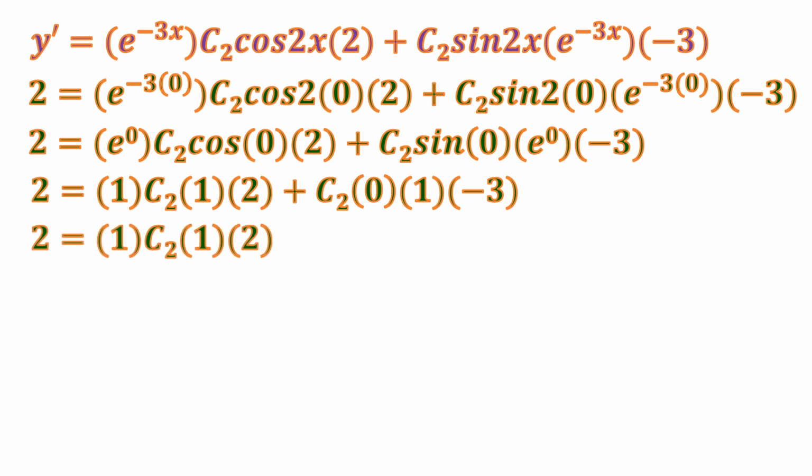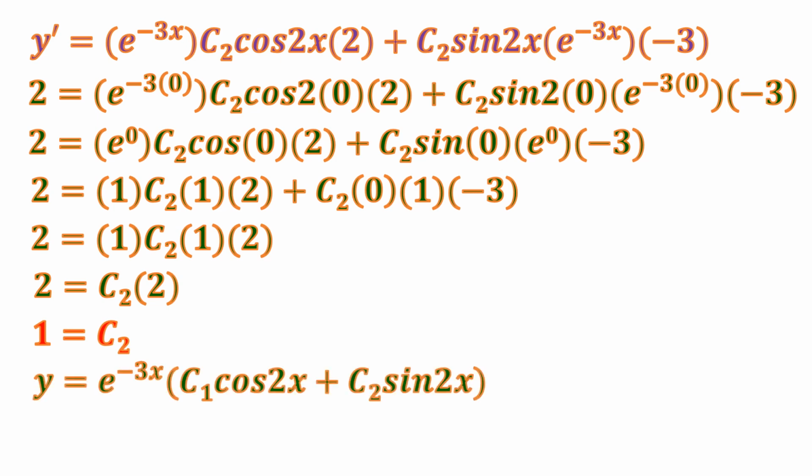Then since the term c sub 2 times 0 times 1 times negative 3 contains 0, it will be gone because it's times 0. And then let's multiply this term, so it will become c sub 2 times 2, and dividing both sides by 2, c sub 2 equals 1. So we have a value now for c sub 2.